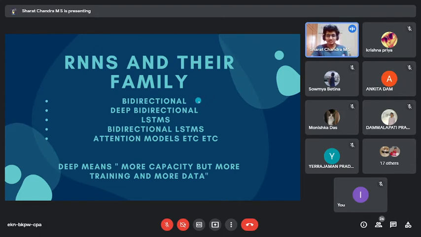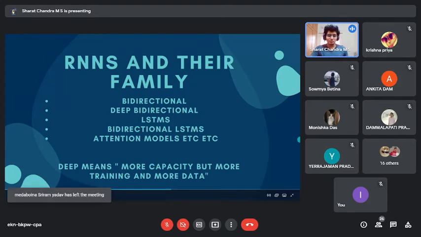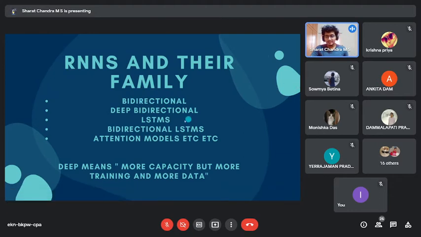Bidirectional RNNs: instead of a one-way communication, cells can communicate with each other to perform better. And a deep bidirectional architecture is also there, with LSTMs and RNNs. Basically, deep means more capacity, but it also needs more training and more data. Bidirectional LSTMs are used in conversational agents and chatbots.